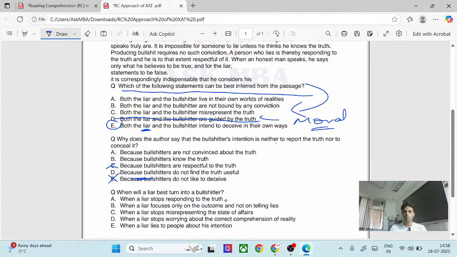When a liar stops responding to the truth. When a liar focuses on the outcome and not on telling lies. When a liar stops misrepresenting the state of affairs. When a liar stops worrying about the correct comprehension of reality. When a liar lies to people about his intention. This answer doesn't seem right. Think. I'm just giving you a way. Think what could be the answer.